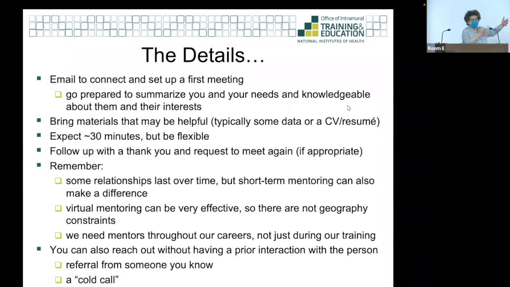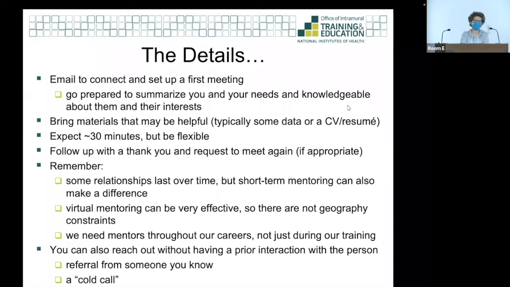Sometimes in graduate school, you meet someone in a course, they provide some mentorship, and then you think, wow, I want you on my committee. That could be a really long-term mentoring relationship. So some relationships in mentoring last a very long time. But short-term mentoring also makes a very big difference. Sometimes we only need to talk to somebody once or twice, and we got the mentoring that we needed in the moment.